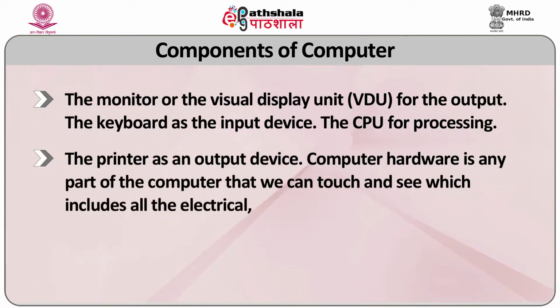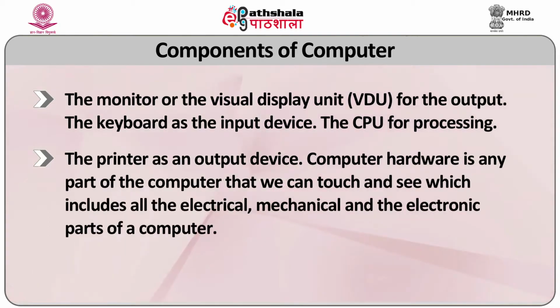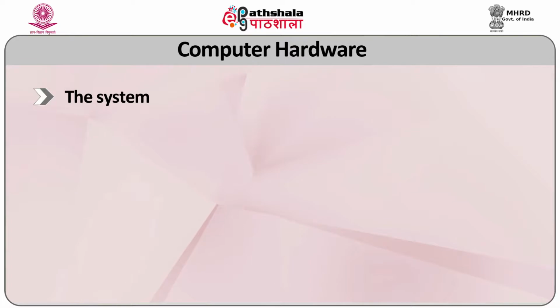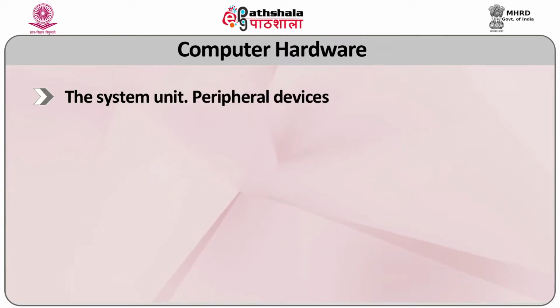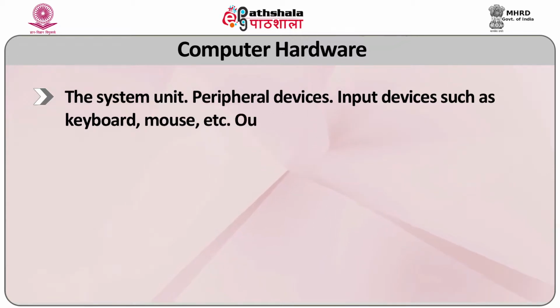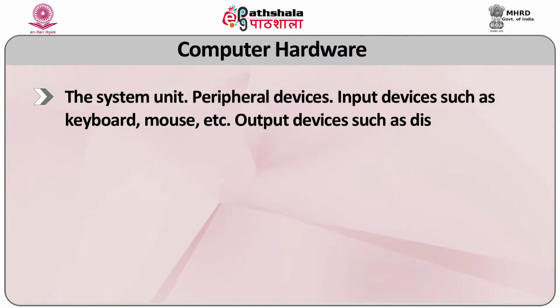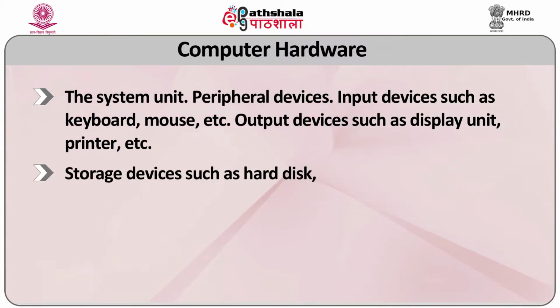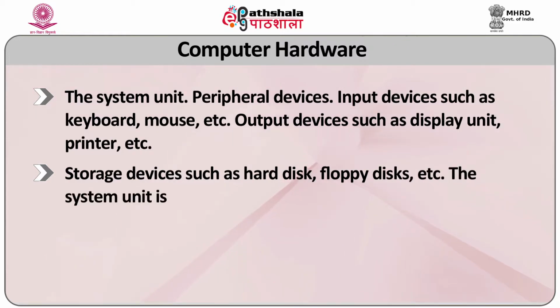Computer hardware is any part of the computer that we can touch and see, which includes all the electrical, mechanical, and the electronic parts of a computer. Computer hardware includes the system unit, peripheral devices, input devices such as keyboard, mouse, etc. Output devices such as display unit, printer, etc. Storage devices such as hard disk, floppy disk, etc.